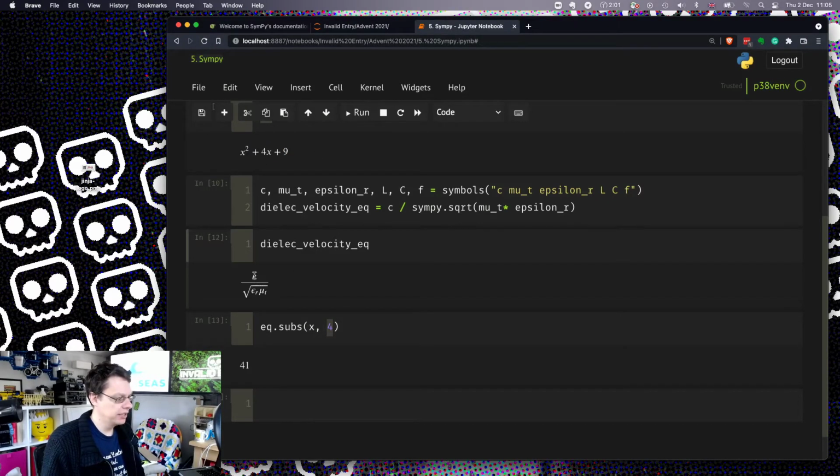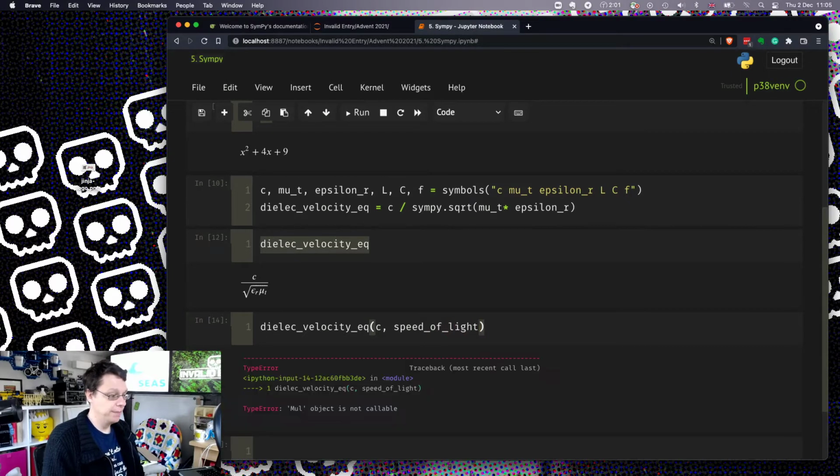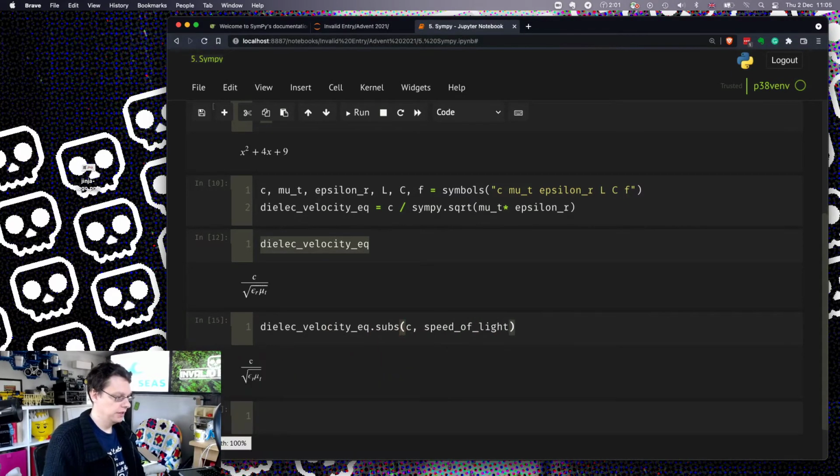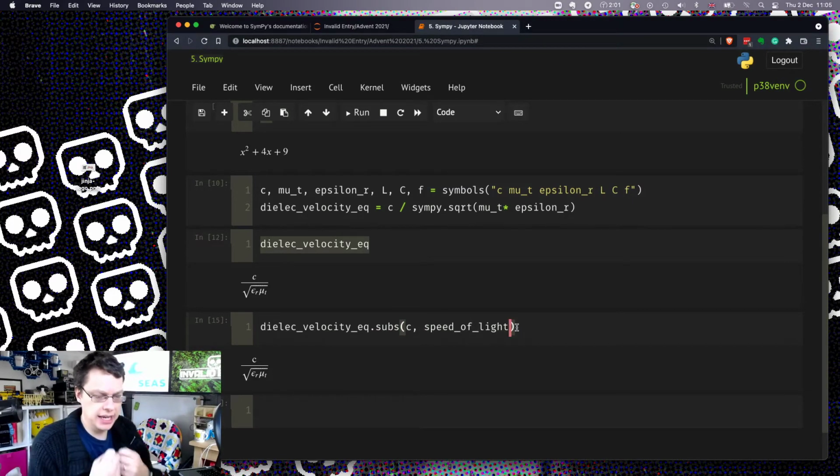And again, I can go through this, I can substitute the speed of light, I can substitute these things. If I go back to this equation, one of the things I can do is substitute the speed of light, which is an inbuilt variable, dot subs, speed of light in. Now, speed of light itself is actually interesting because what do I care about?